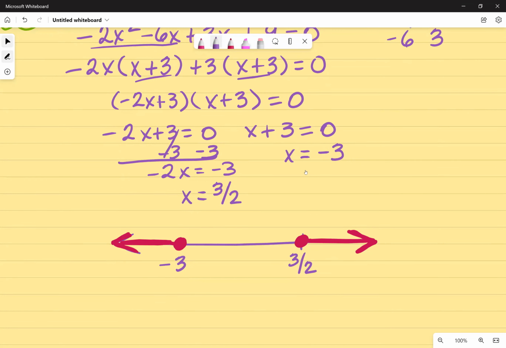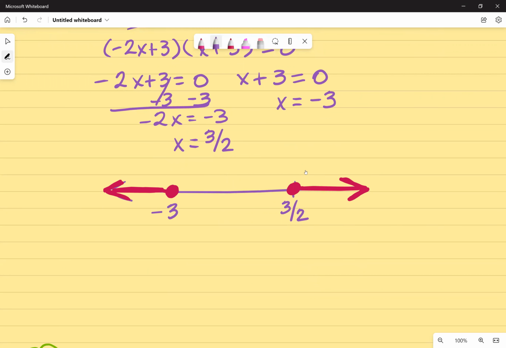Now, what if you were asked to write it as an inequality? What you would do is say that x can be anything that is less than or equal to -3. And the reason it's equal to, again, is because it's a solid or closed circle. Let's go ahead and write -infinity and +infinity over here. And on the opposite side, x can be anything greater than or equal to 3/2. So in one case, x is smaller, and in the other case, x is larger.